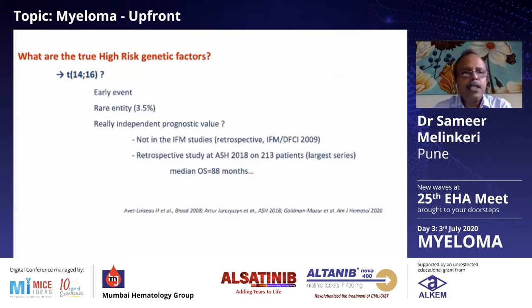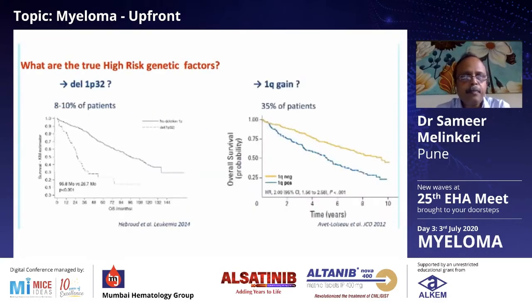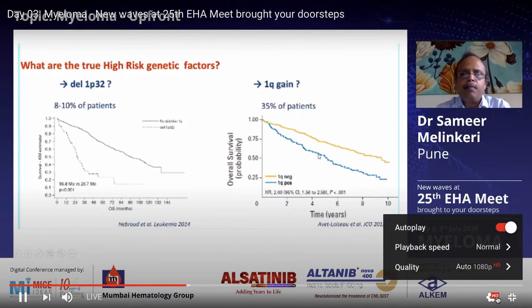What about 14;16? This was considered as a high risk by the IMWG, but it's a rare entity seen in 3.5% of patients. And in the IFM studies, they did not find a prognostic value of this abnormality. So it's a little controversial, not accepted by everyone as a high risk factor. Then deletion 1p is considered to be truly a bad prognostic marker, and amplification of 1q is also a bad prognostic marker.